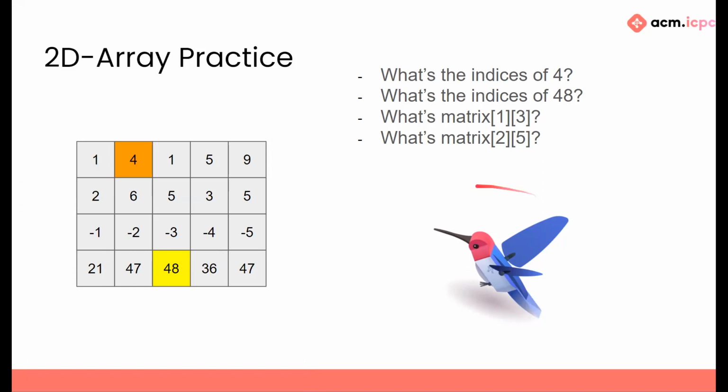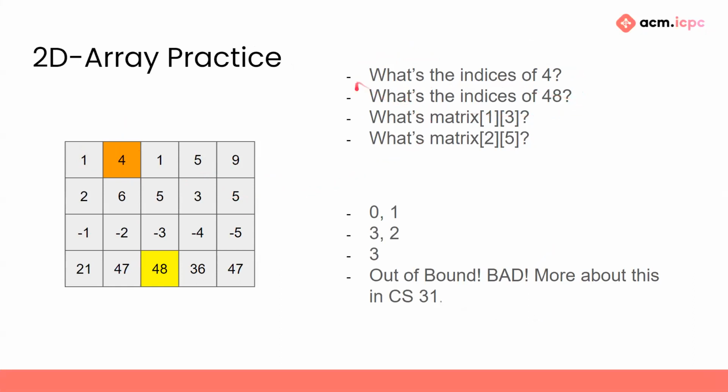I'm going to continue now. So first, let's solve the first question. What's the index of 4? The 4 is in the first row, the second column, and since in arrays or vectors we use 0 indexing, it would be 0, 1. And then for the 48, it's basically the same idea. It would be 3, 2. And then with matrix 1, 3, we would go to the second row, the fourth column, which gives us 3.